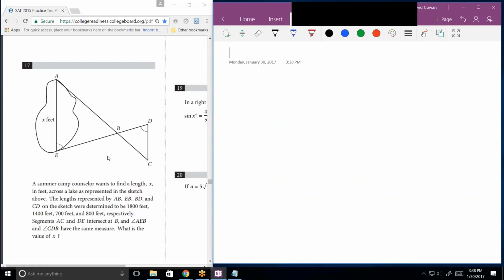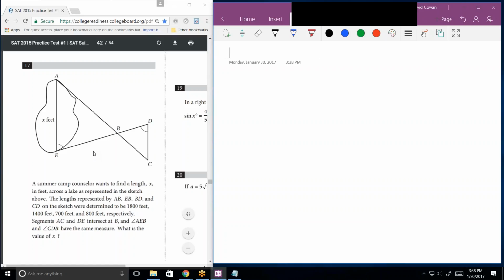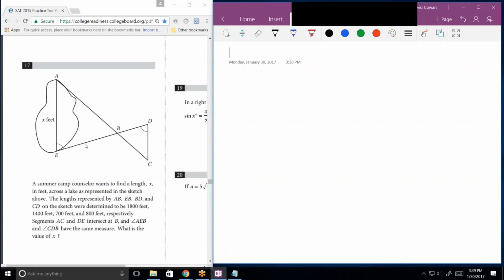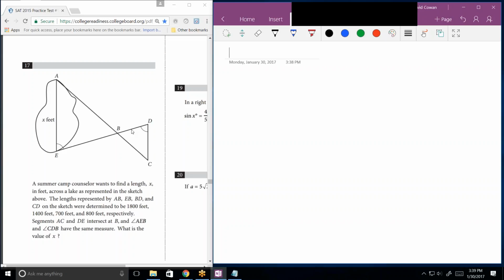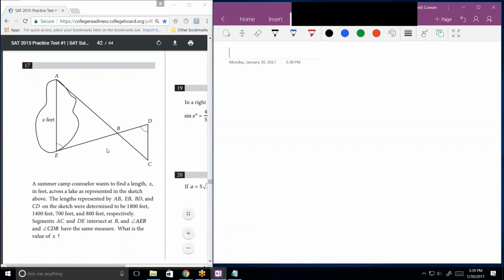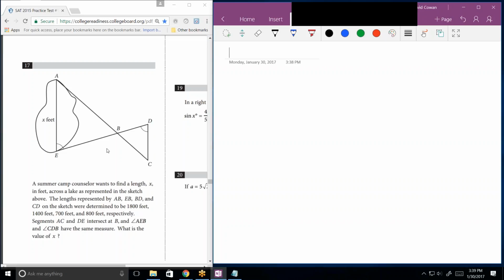In other words, I could draw it, but I'll point it out. AB, this line here, you can see where I'm pointing. That's 1,800 feet. EB, this side of that triangle, is 1,400 feet. BD, that side of the triangle, is 700 feet. That gives you enough information to figure out the similarity ratio. What's the similarity ratio? 2 to 1.